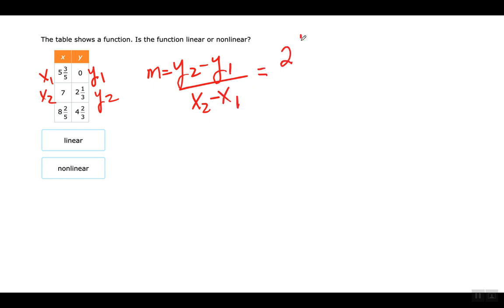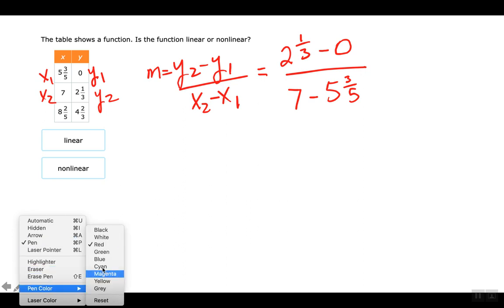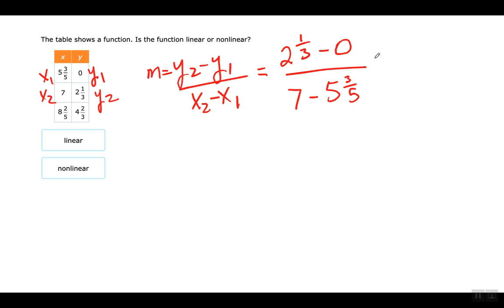Alright, so when I plug in the numbers, I'm going to have 2 1/3 minus 0 over 7 minus 5 and 3/5. Okay, now what I would recommend is, I'm trying to think of the easiest way because there's several different ways to explain this, and it all depends on how good you are at fractions. Okay, so let me try to keep it as simple as possible. On the top part, it says 2 1/3 minus 0. So let's just leave it 2 1/3. On the bottom part, we got to do 7 minus 5 and 3/5.